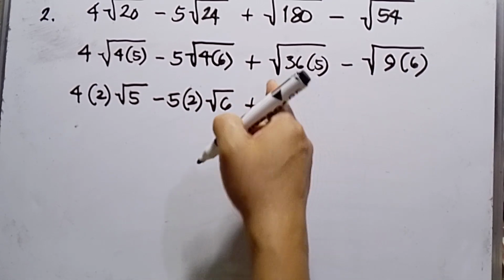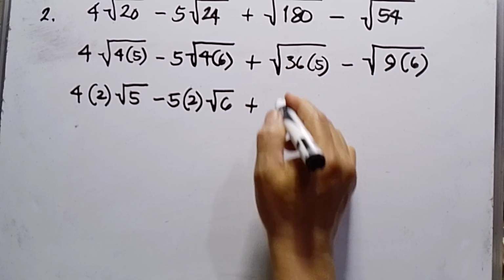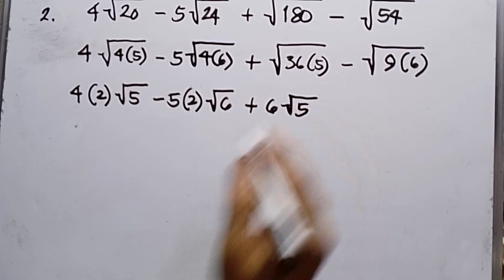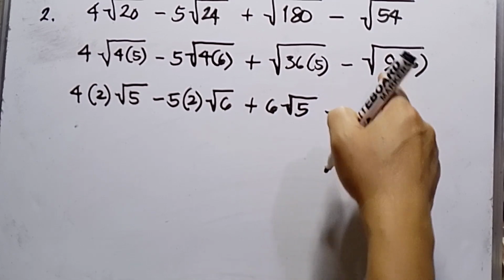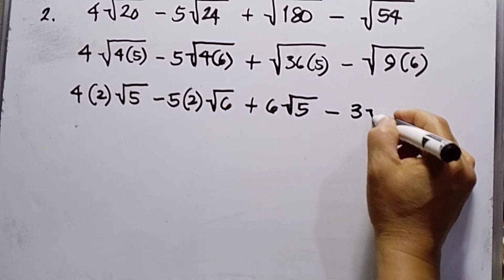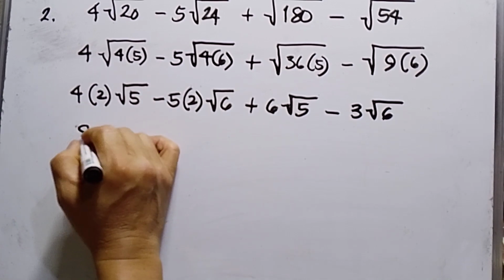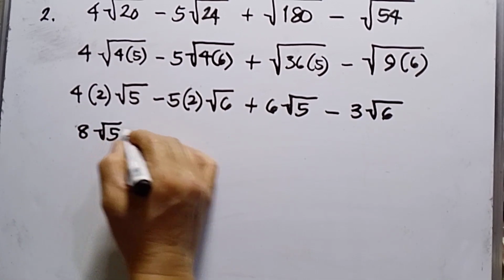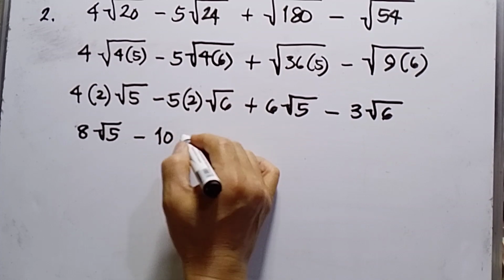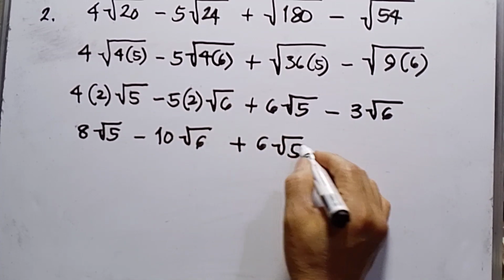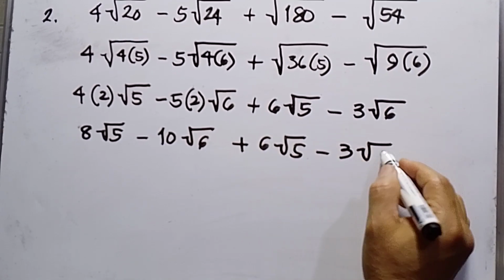How about the third radical? So square root of 36 is 6. And then I have to copy square root of 5. Then minus square root of 9 is 3. Then square root of 6. This will be 8 square root of 5 minus 10 square root of 6. Then plus 6 square root of 5 minus 3 square root of 6.